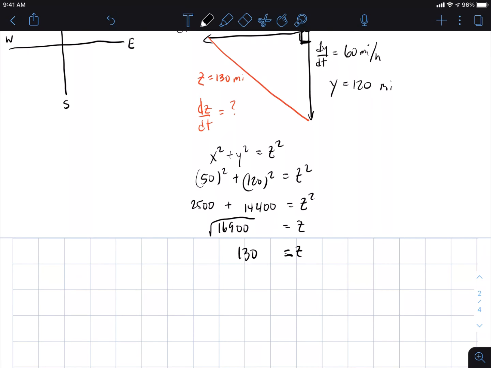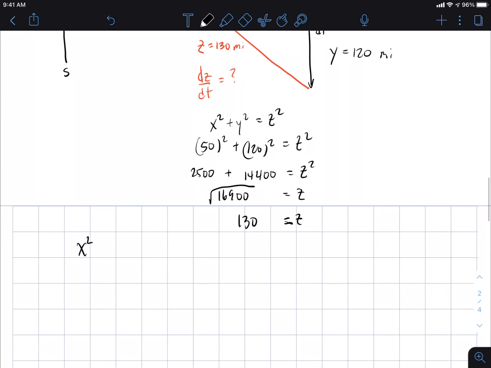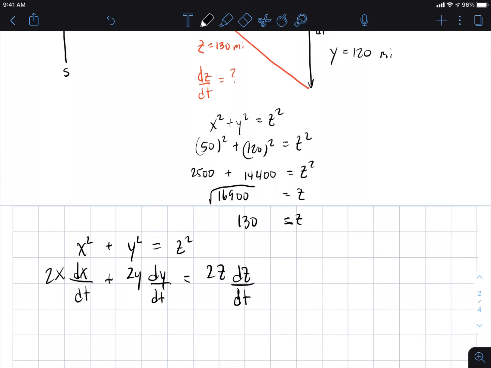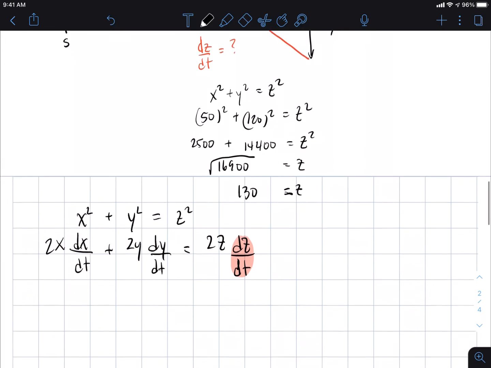Anytime we're dealing with a right triangle, we want to try to incorporate the Pythagorean theorem. Okay? So then let's do it. x squared plus y squared is equal to z squared. So we're going to get 2x dx/dt plus 2y dy/dt is equal to 2z dz/dt, right? And what we're doing is we're trying to solve for dz/dt. Agreed? Okay, let's get rid of the 2's because we don't need them.